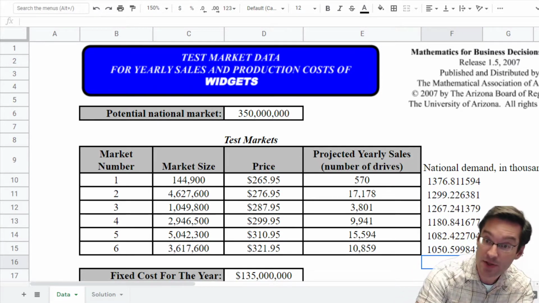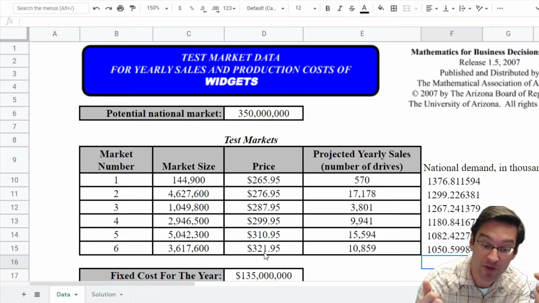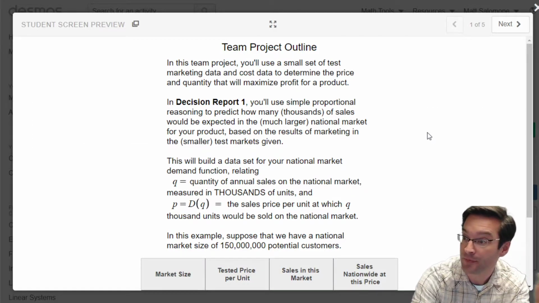I do this same thing for all of my various test markets, and that's going to give me my relationship between price, unit price, and quantity. So this is going to be my X values. These are going to be my Y values for my demand function. Because in my demand function, the price is a function of the quantity. P is a function of Q. And so that's where the algebra part of the project begins.